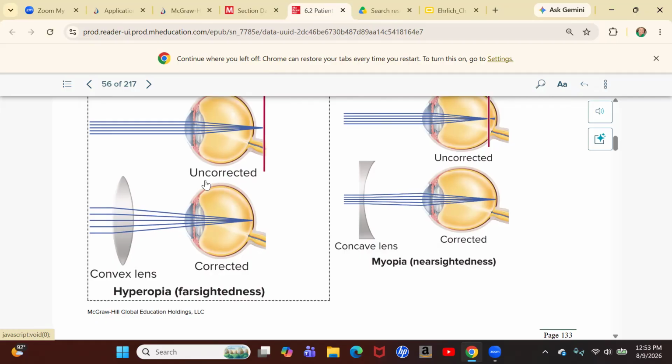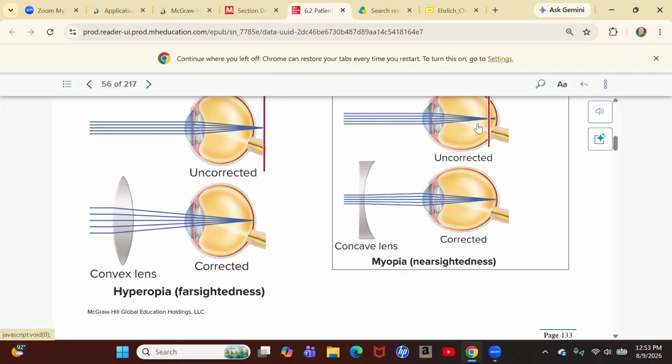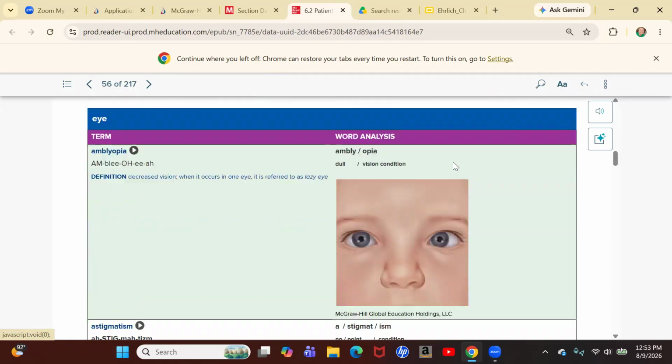So hyperopia, farsightedness, the light goes past the retina. Myopia, nearsightedness, the light comes before the retina. When we look at some other terms here, amblyopia, ambly meaning dull. So this is decreased vision, also known as a lazy eye. One eye, the muscles of the eye here are not pulling the eye correctly. So known as lazy eye, amblyopia.